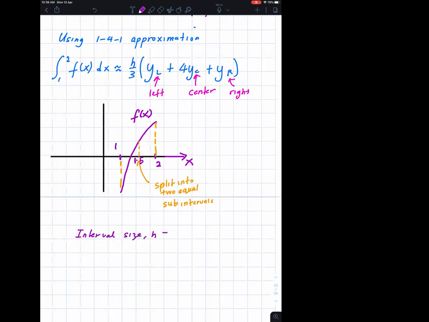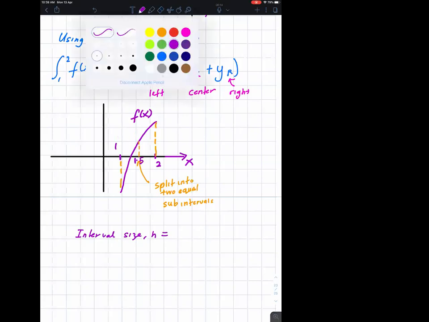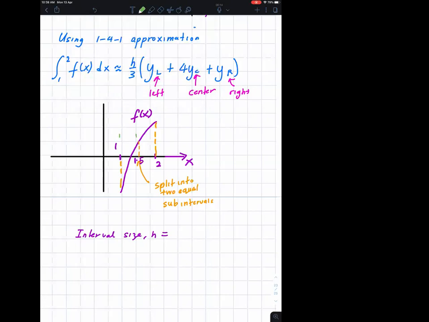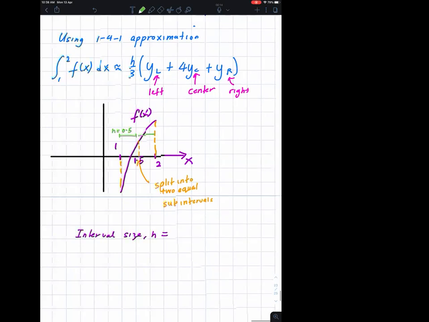which is called h. In this case, what is the interval size? What is the length of this interval from here to here? We put this in a different color. The length of each interval, from here to here, is the interval size, which is called h, and it is 0.5. Similarly, the interval length from here to here is also the same, h, 0.5. So the interval size is 0.5.